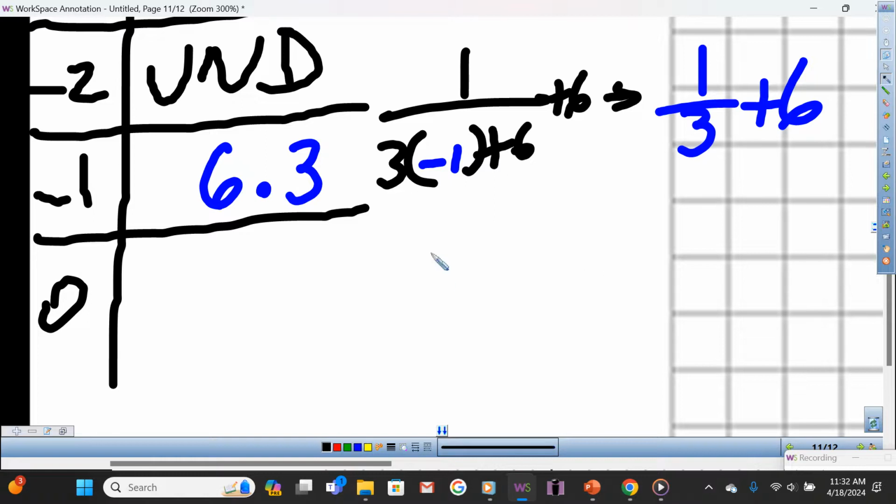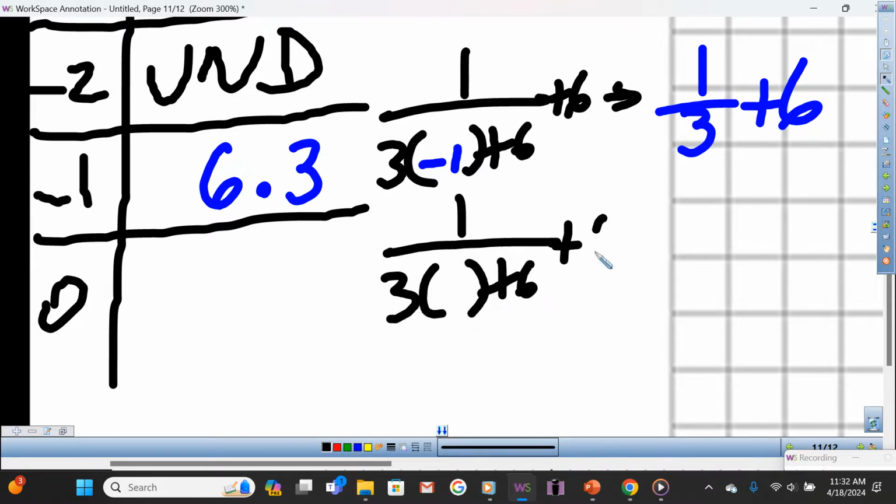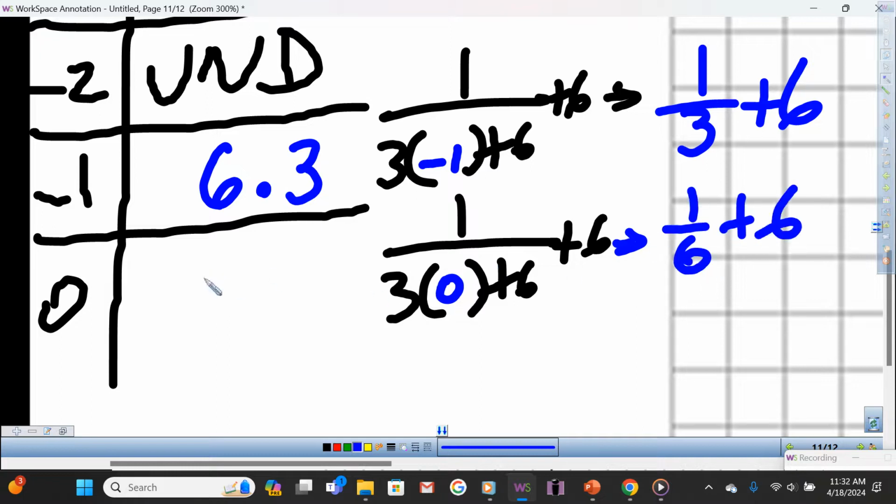And last but not least, 1/3 plus 6 plus 6. You substitute the 0. So this is 0, right? So this is 1/6 plus 6, which is 6 and... Very good. There it is.